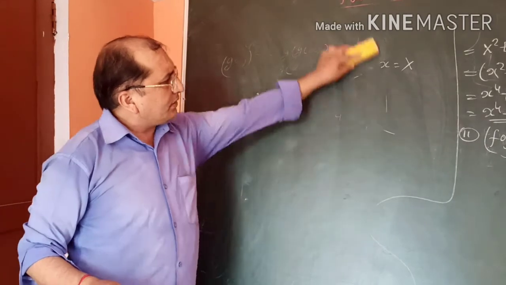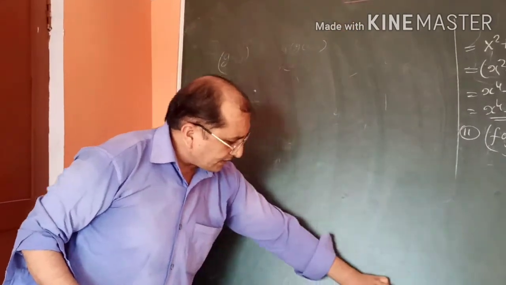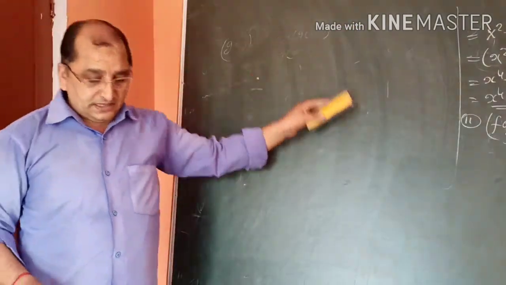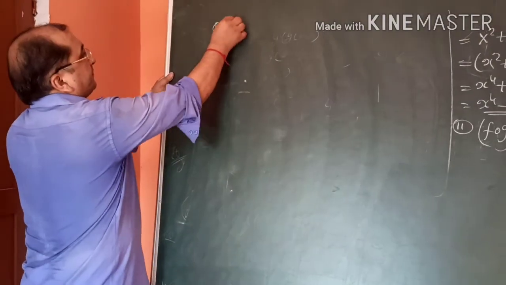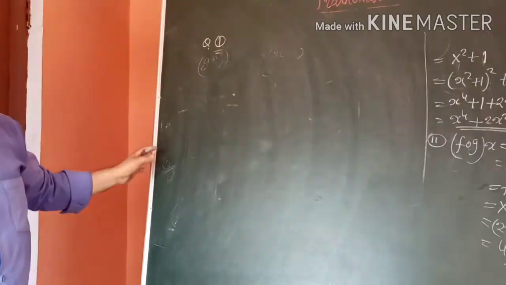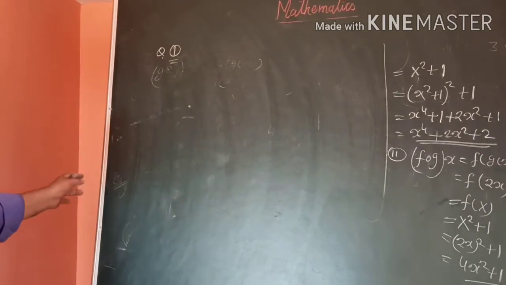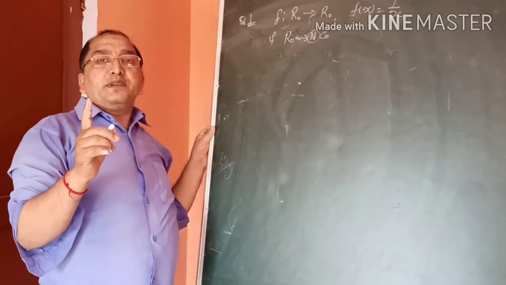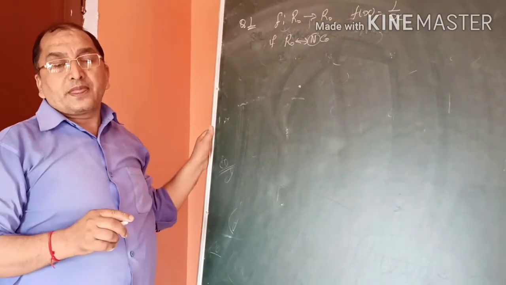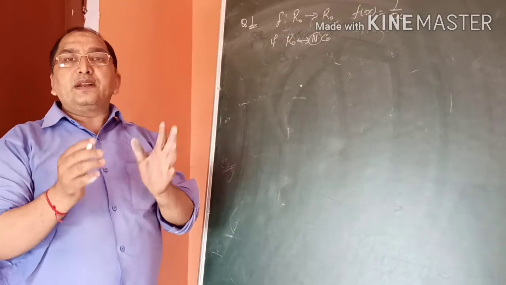Now how can we solve one-one function, into function, onto function, bijective function, surjective function? Now see, let us suppose question number 1 is given. I think in your books this question is given. I am solving question number 1. Now how can we find whether it is one-one and onto?